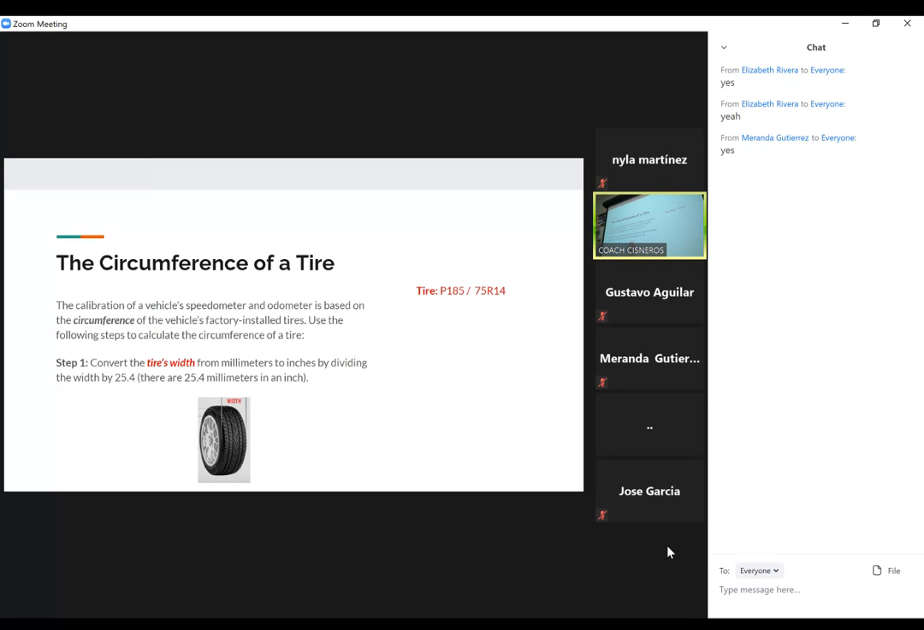So our first step in order to figure out the circumference of the tire is to convert the tire's width from millimeters to inches. Okay. Again, I don't know why they did that. Who knows? Why not just make that code in inches already? But they didn't do that. So there are 25.4 millimeters in an inch. So you're just going to divide 185 by 25.4. I've already done it for you. So this is 7.28 inches. That's the width of the tire. So the width of the tire is 7.28 inches.